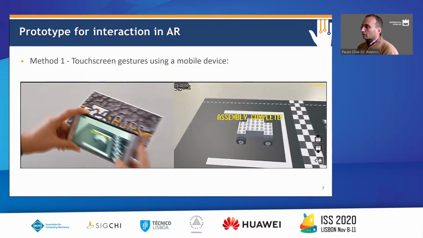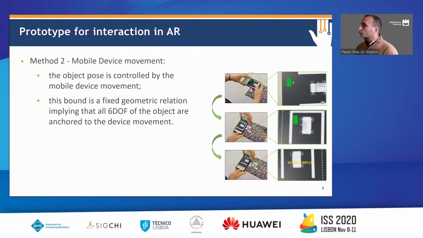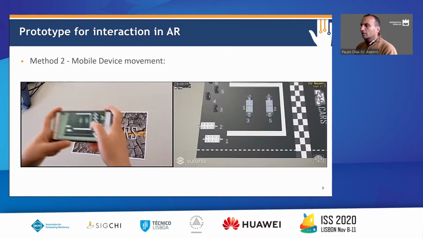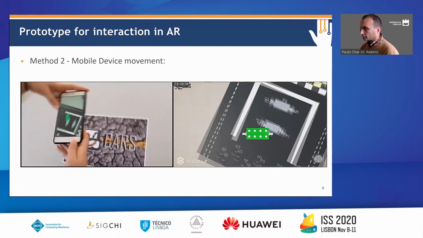Since we are working in an augmented reality setup, we thought that it could be interesting to use a second method, also based on a mobile phone. But in this case, the idea is that instead of dragging the objects, we are going to anchor the objects to the mobile phone and move the object as we move the mobile phone. So actually, this is a real 6 degree of freedom interaction. We don't need any additional button, just for the selection.